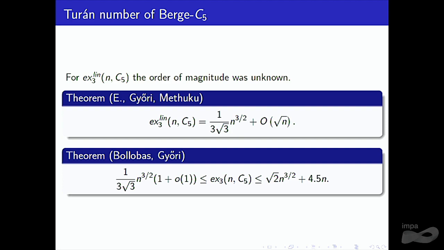I also want to talk about forbidding Berge C5 not just in linear hypergraphs, but in all hypergraphs. That problem was solved by Bollobás and Győri, and has the same lower bound as the linear case, but their construction is not linear, and this construction is completely different, yet it has the same number of edges. I also want to say that this construction does not even have C3s, so triangles. And the upper bound was √2 times that.